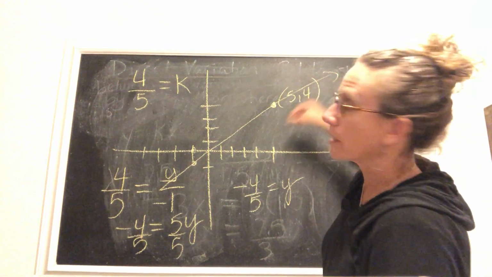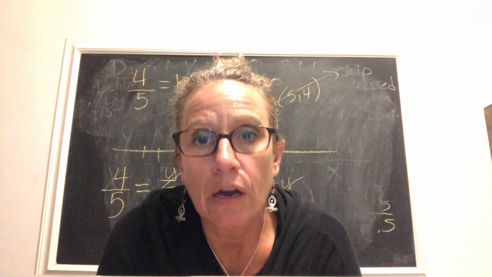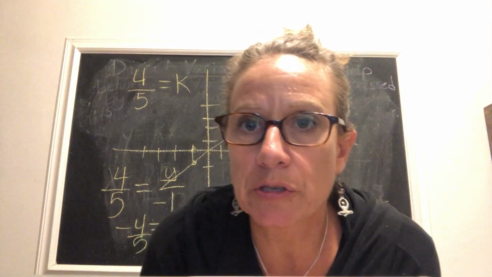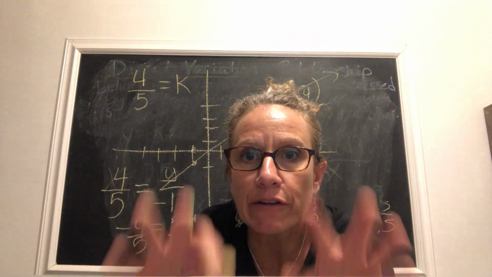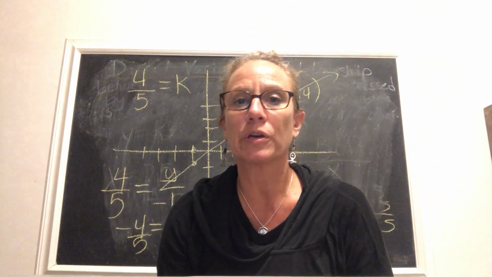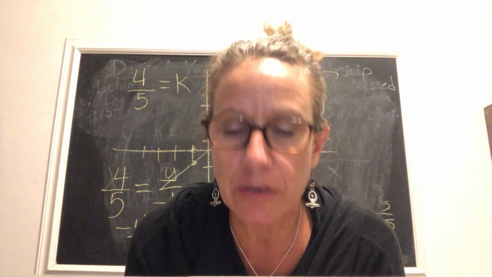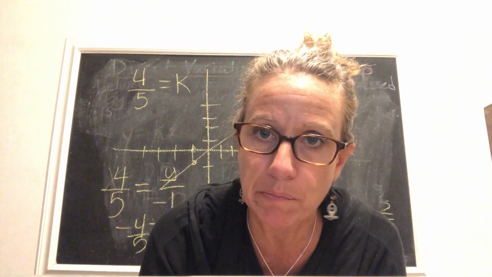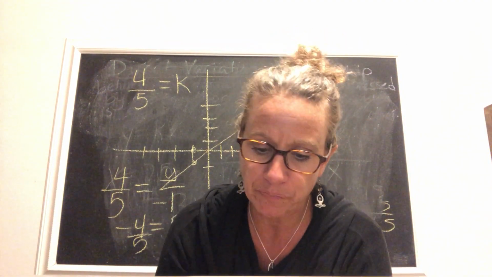Okay? Again, if we know that a relationship is a direct variation, then it's definitely going to go through the origin. Okay, there's no doubt about it. It will be going through the origin. It does not have a y-intercept other than 0. That's what it means to be a direct variation.